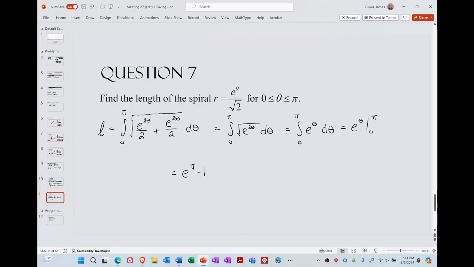Questions on the calculus of polar curves? There is technically a formula if you take a polar curve and rotate it about the x-axis, get a surface of revolution. There is a formula for surface area. It's extremely complicated. The integral is just ugly, so we don't cover it in Calc 2. I don't even think it's in the textbook, but there is technically a formula for it.